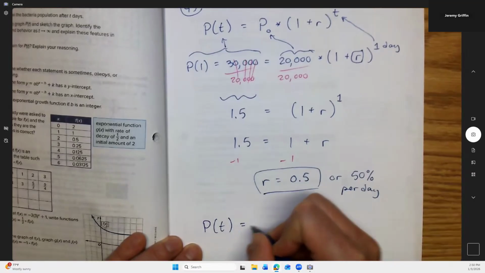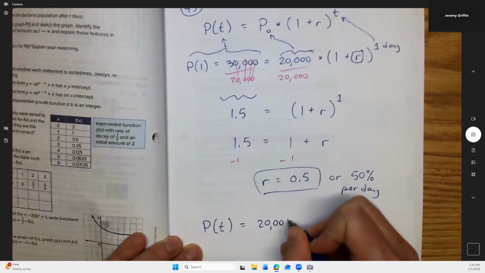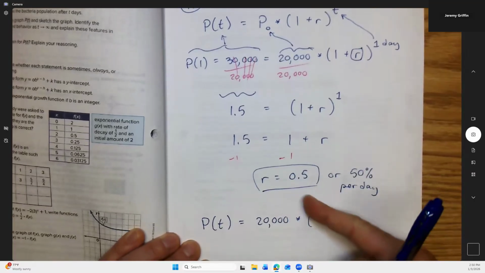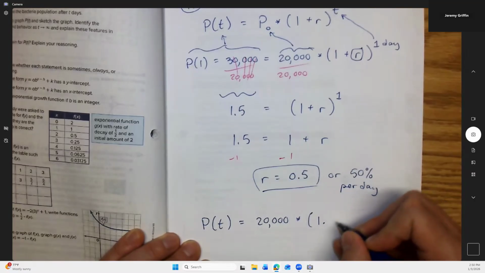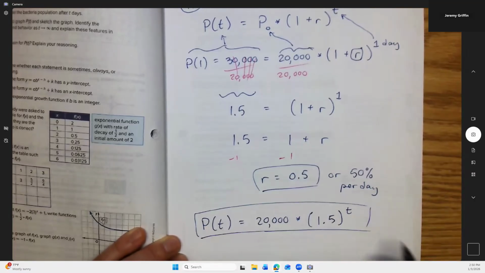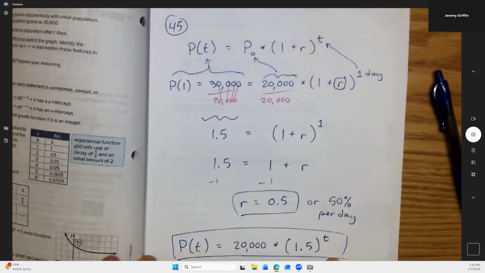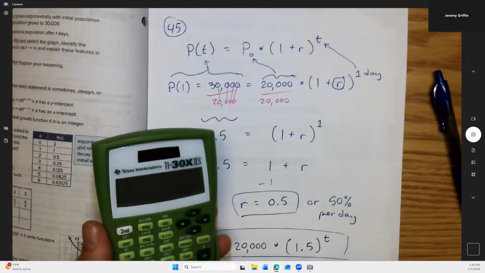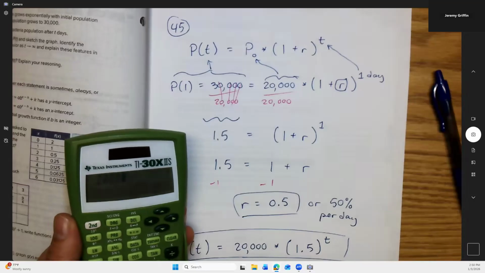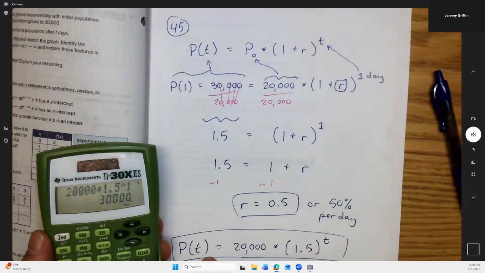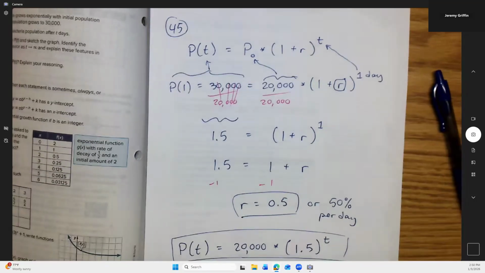All right, so put it all back together. The population as a function of time is equal to the initial 20,000 bacteria times 1 plus r. Now I know what r is. r is 0.5, so 1 plus r would be 1.5. And then t is however many days have passed. I'm going to do one last check. I'll make sure that if I plug in 1 day here, I get 30,000. Once that works, then we'll know we're definitely good. So take the 20,000 initial number times 1.5 to the power one. Yeah, we get 30,000 out of that. So we are good. And that is 7-1.